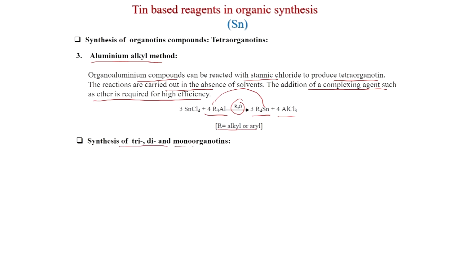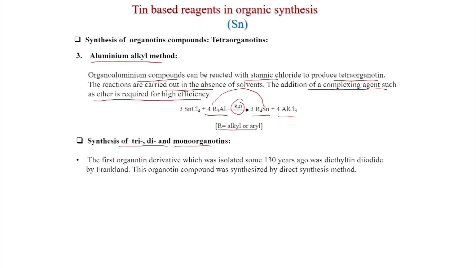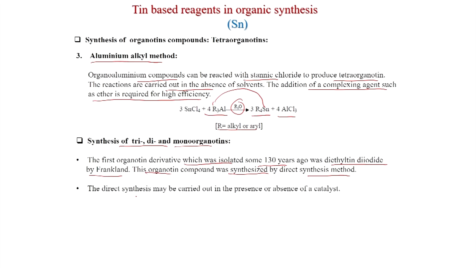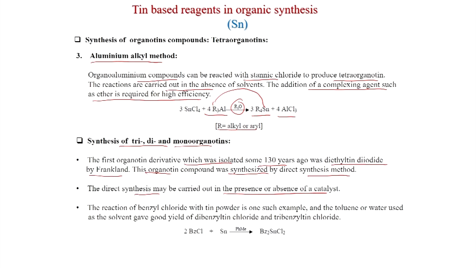Tri, di and monoorganotins can also be synthesized. So, the first organotin derivative which was isolated some 130 years ago was diethyltin diiodide by Frankland. This organotin compound was synthesized by the direct synthesis method that we will see. The direct synthesis may be carried out in the presence or absence of catalyst. So, the reaction of benzyl chloride with tin powder is one such example, and toluene or water used as the solvent gave a good yield of dibenzyltin dichloride. So, this is the dibenzyltin dichloride.